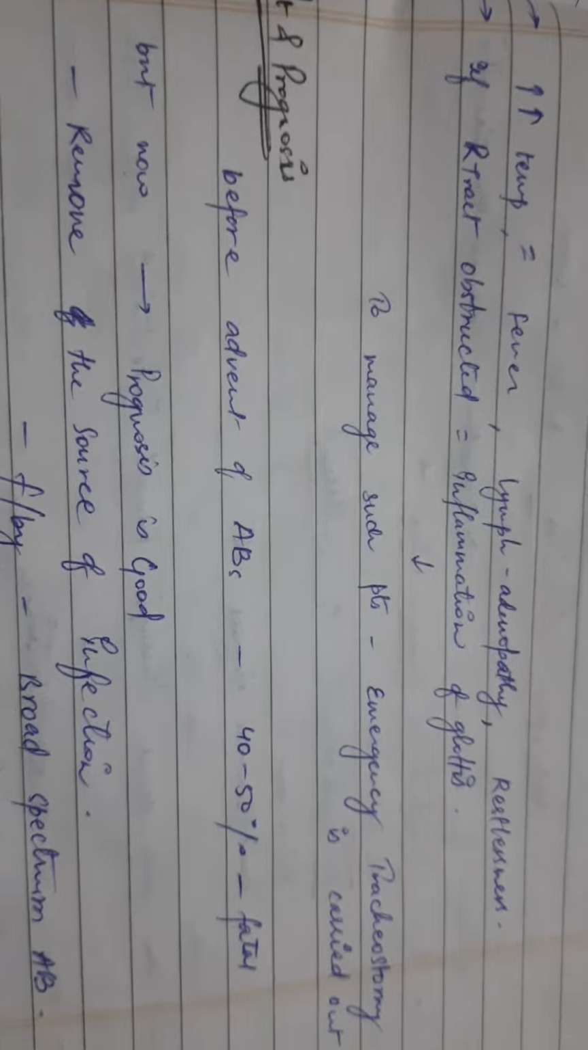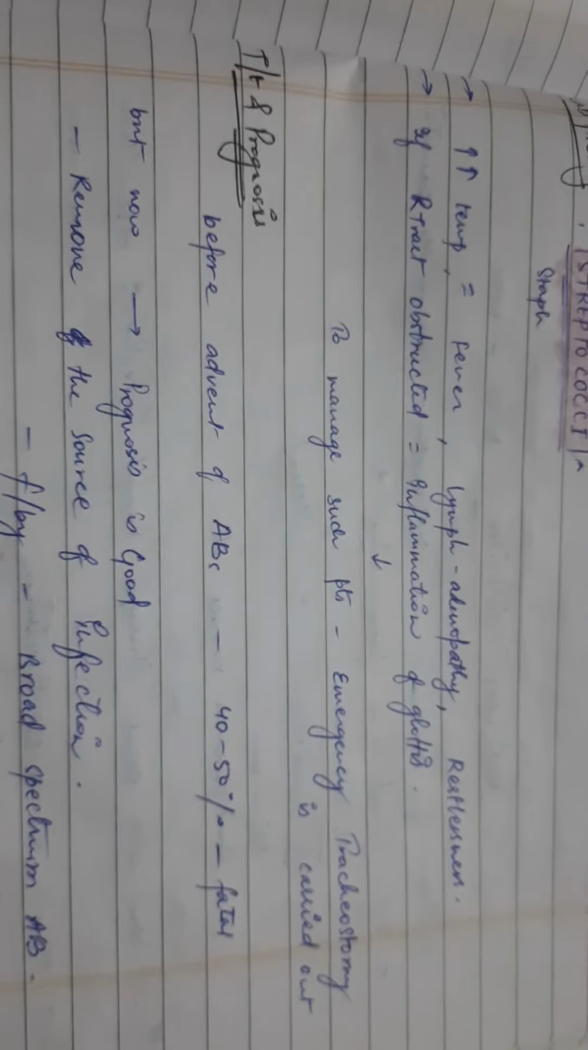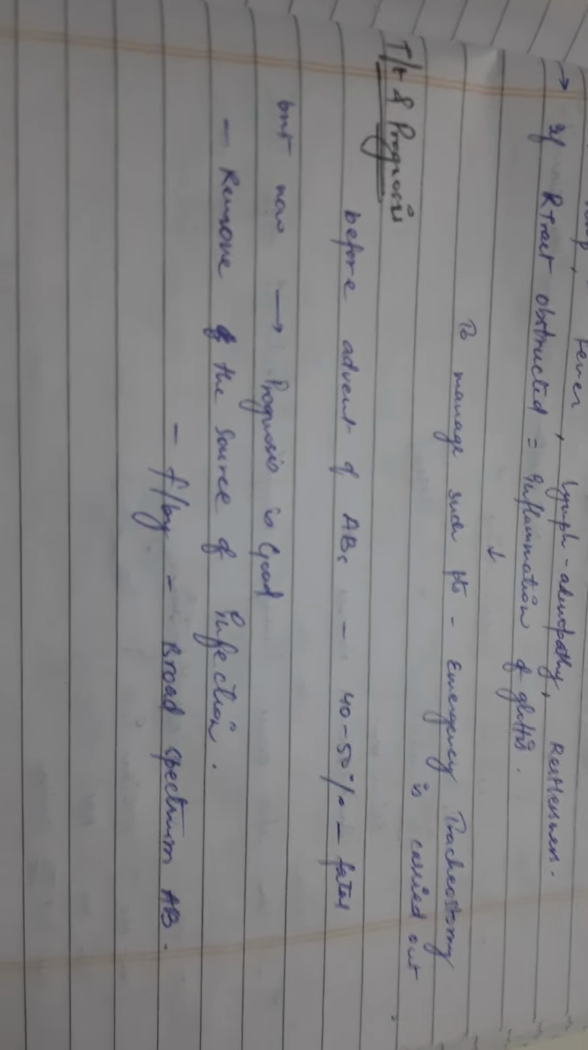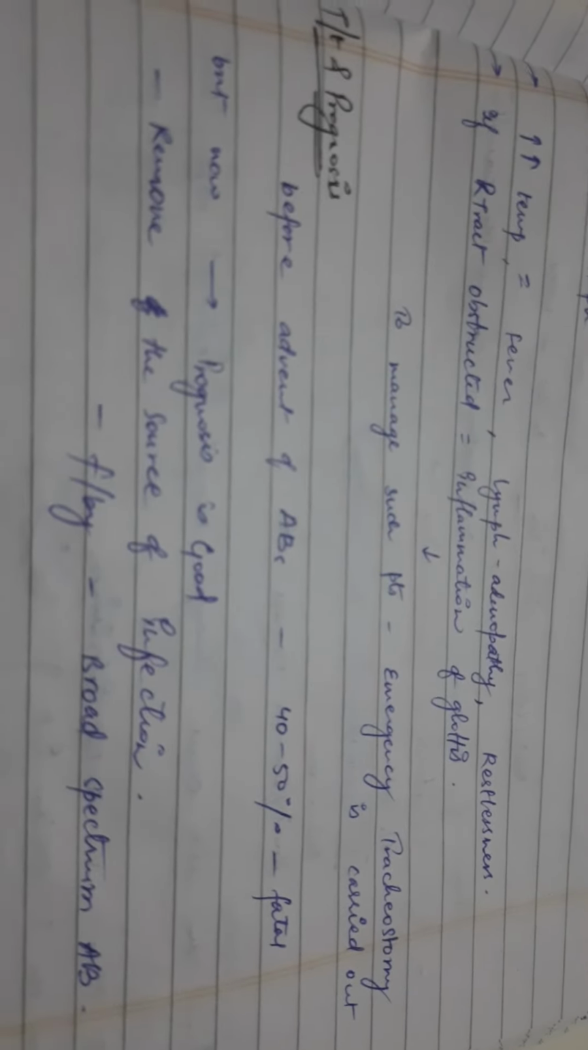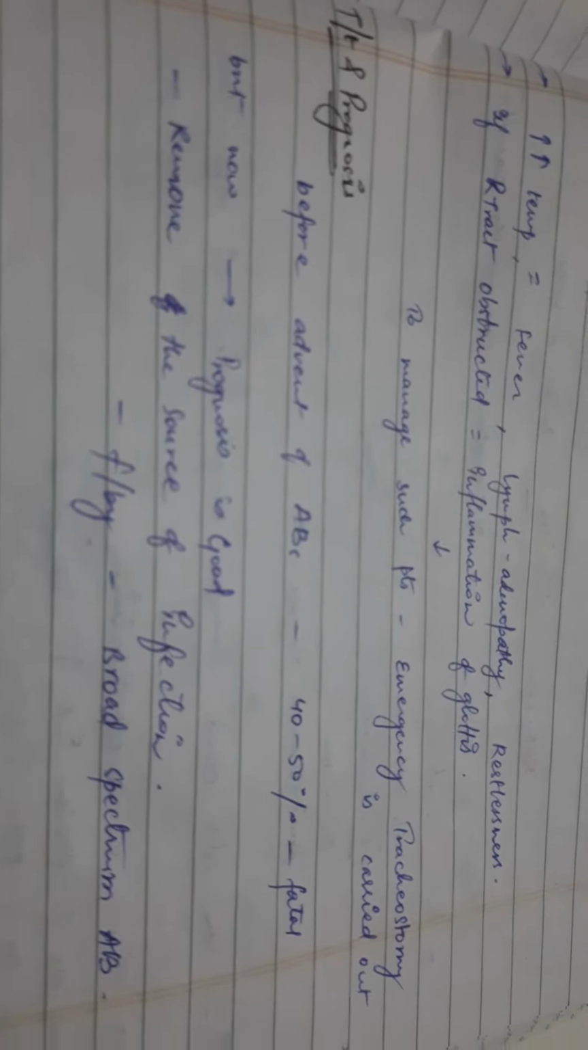Okay, treatment and prognosis. Before the invention and discovery of antibiotics, 40 to 50% of cases of Ludwig's angina were fatal, but now the prognosis is good. Remove the source of infection, followed by broad spectrum antibiotics. Okay, now it's simple. Next disease is cavernous sinus thrombosis.